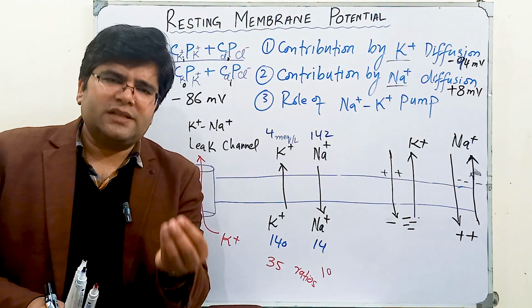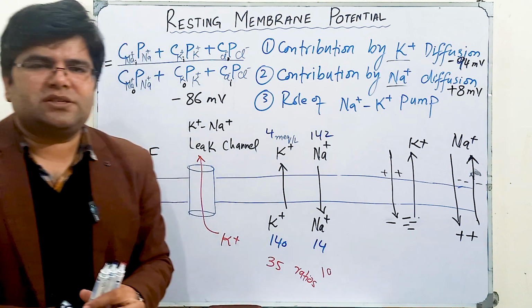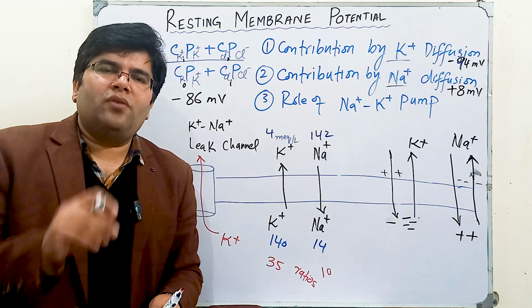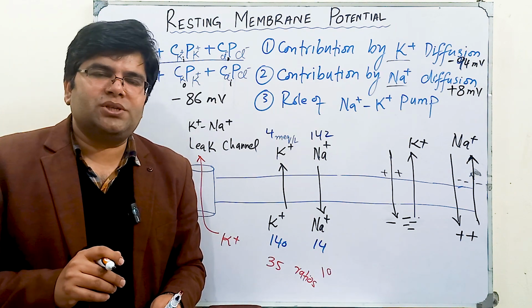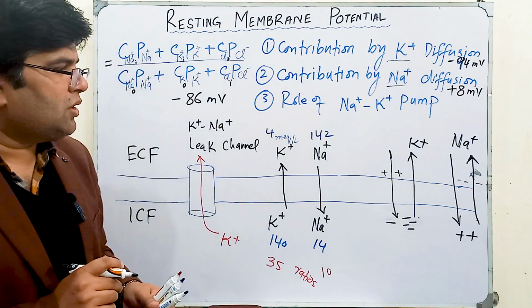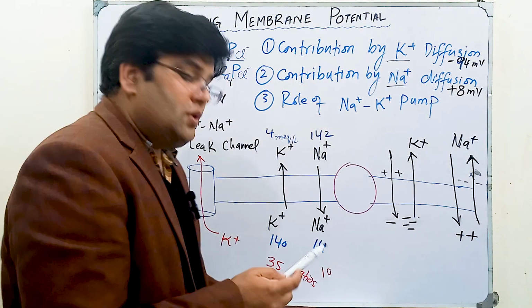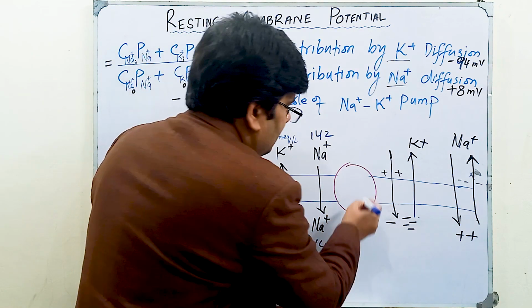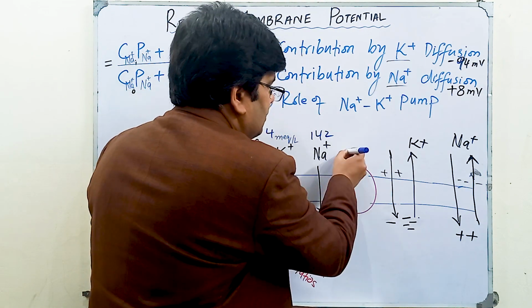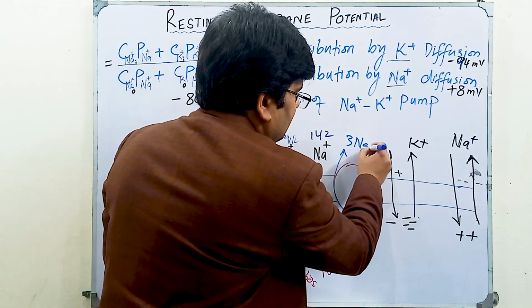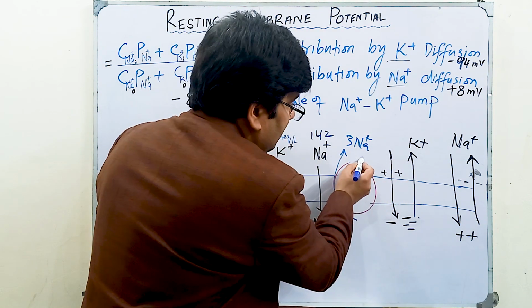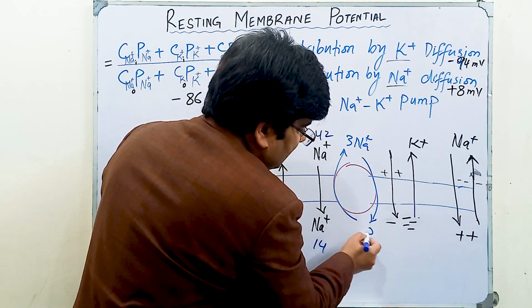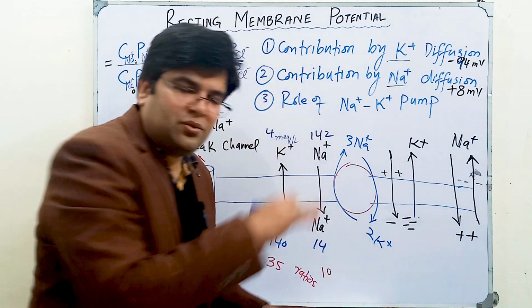So it means chloride has a minor role in the generation of resting potential. The third important factor which plays its role in the generation of resting potential is the electrogenic nature of the sodium potassium pump. You already know that the sodium potassium pump is responsible for throwing three sodium ions outside of the cell, and it brings two potassium ions into the cell.